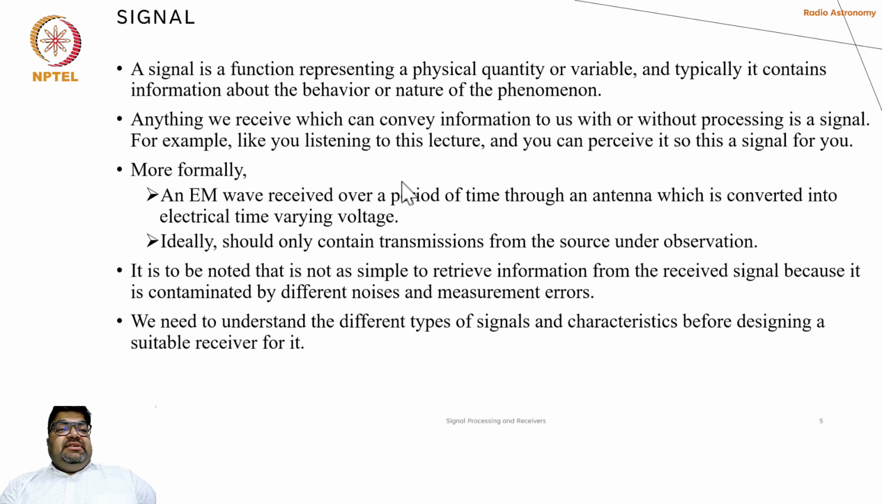You can perceive it, so this is a signal for you. More formally, we can define a signal to be an electromagnetic wave received over a period of time through an antenna, which is converted into electrical time varying voltages. Ideally, it should only contain transmissions from the source under observation.